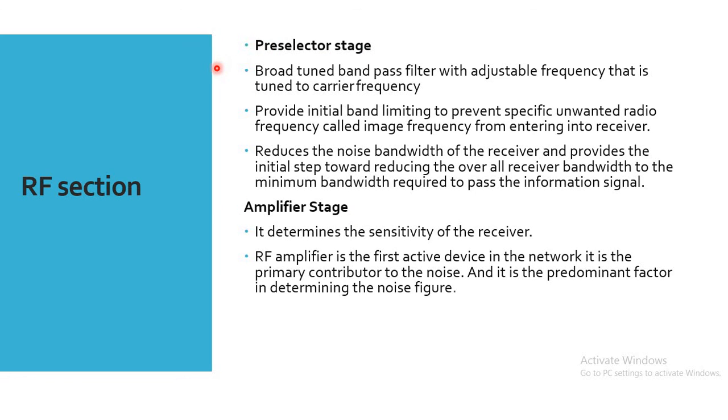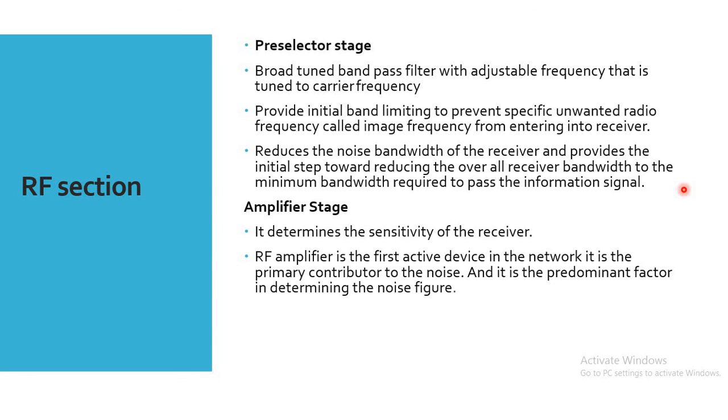The job of the pre-selector stage is to act as a broad tuning bandpass filter with an adjustable frequency that is tuned to the carrier frequency, provide initial band limiting to prevent a specific unwanted radio frequency called the image frequency from entering the receiver, reduce the noise bandwidth of the receiver, and provide the initial step toward reducing the overall receiver bandwidth to the minimum bandwidth required to pass the information signal. These are all the jobs performed by the pre-selector stage.